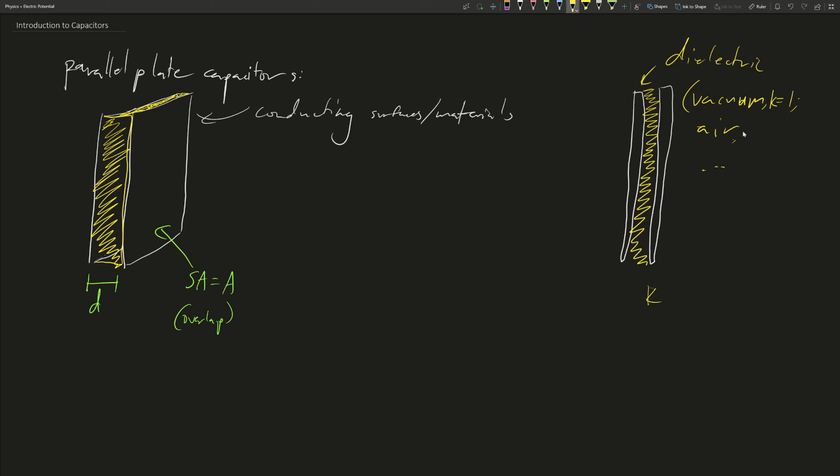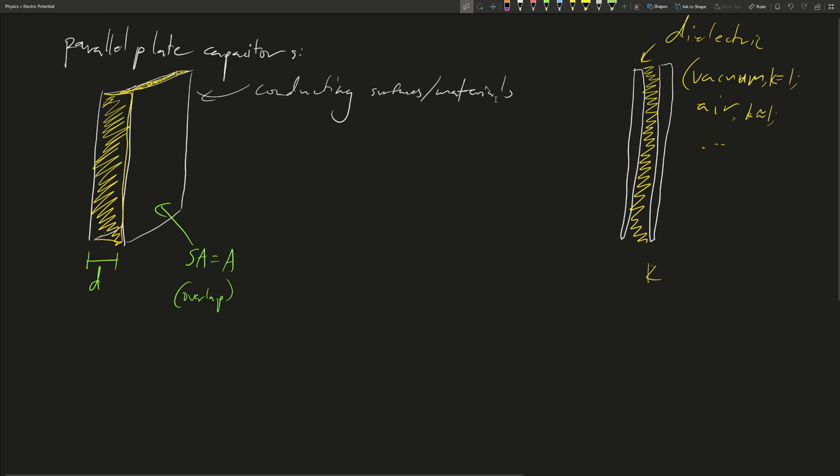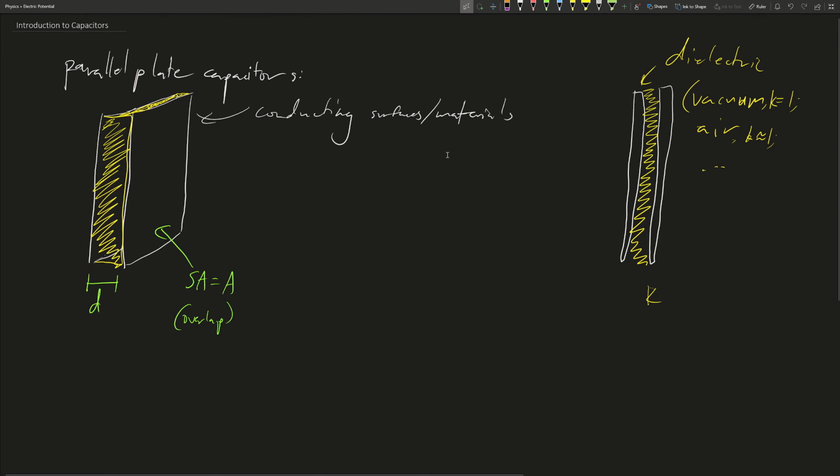For air, K is a little bit greater than 1, but roughly equal to 1. For other materials, K is going to be greater than 1 when it's an insulating material that's not a vacuum. The role of this dielectric is that it prevents electrons from jumping this gap. If you have a charge difference, it helps maintain that charge difference before charges can start going from one plate to the other. So the dielectric is there to prevent electrons from jumping the gap between the capacitor plates.